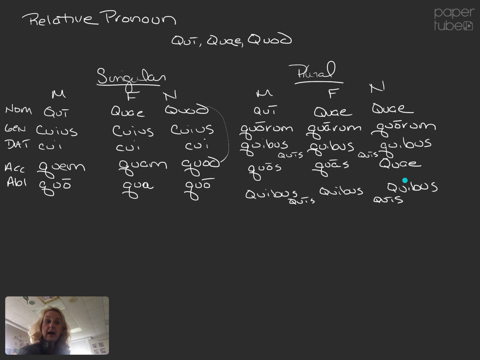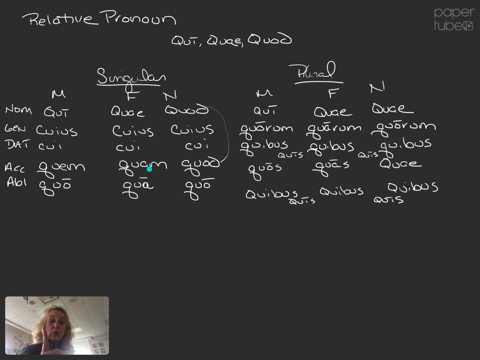Again, like hic, haec, hoc, I'll go through and chant it now. Qui, quae, quod. Cuius, cuius, cuius. Cui, cui, cui. Quem, quam, quod. Quo, qua, I missed my long mark, quo. Qui, quae, quae. Quorum, quarum, quorum. Quibus, quibus, quibus. Quos, quas, quae. Quibus, quibus, quibus.